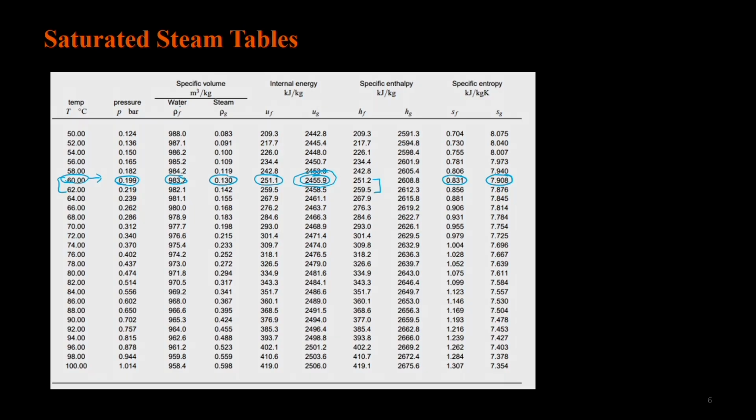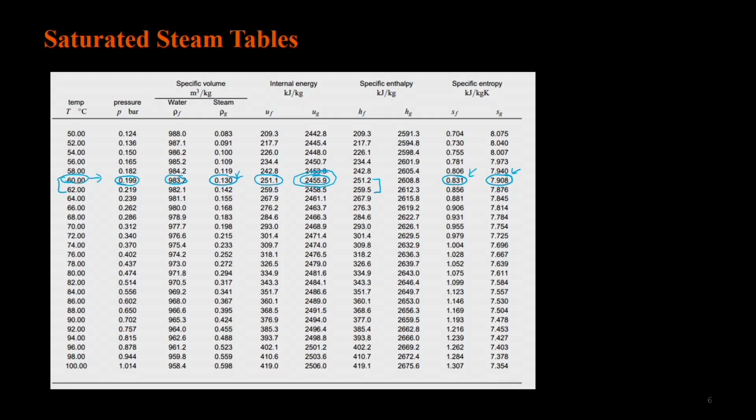For the liquid phase, it is 983.2, and for the vapor phase, it is 0.13. The entropy of the liquid and vapor are given, etc. So because this is a saturated steam table, at each condition there are two phases, which means all thermodynamic properties, or most of the thermodynamic properties, we'll come back to that later, in these two phases are different. It has different internal energy, it has different enthalpy, it has different entropy, etc.